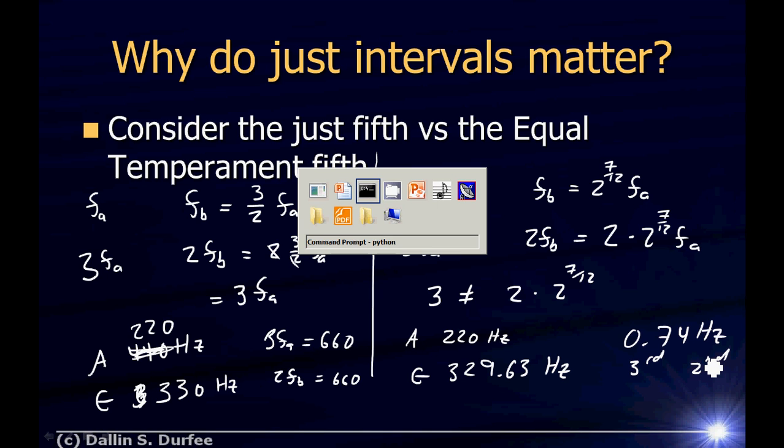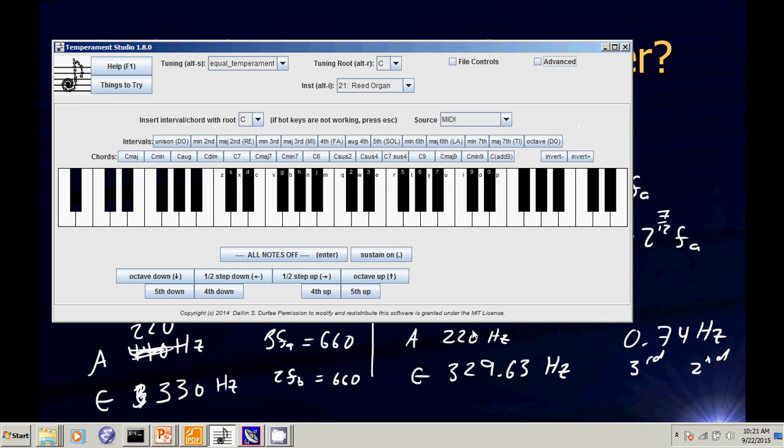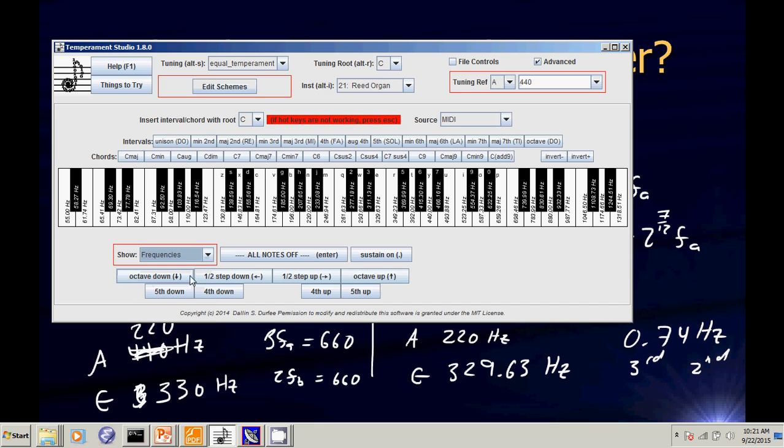We can use Temperament Studio now to hear that. So here's Temperament Studio. We're tuned to equal temperament, and I'm going to turn on an advanced feature where I can actually show the frequencies of the notes. So here's A, 220. Here's E, a fifth above that. If we play them together, can you hear the beating? Wow, wow, wow. It's a little slower than a hertz, just like we predicted.